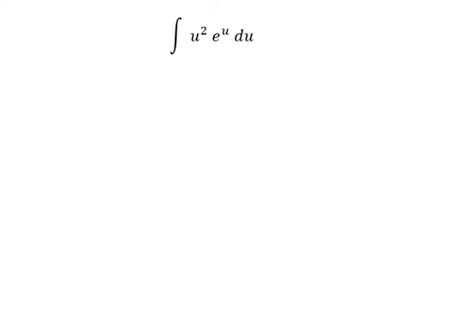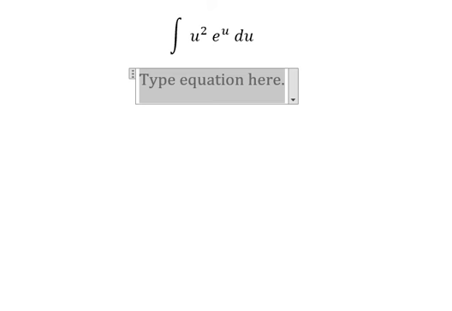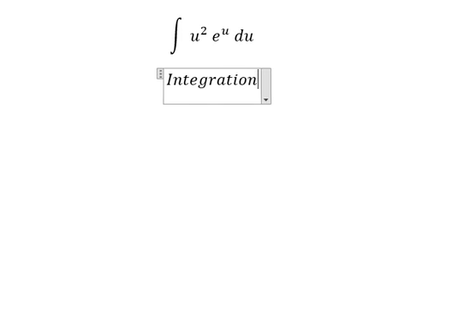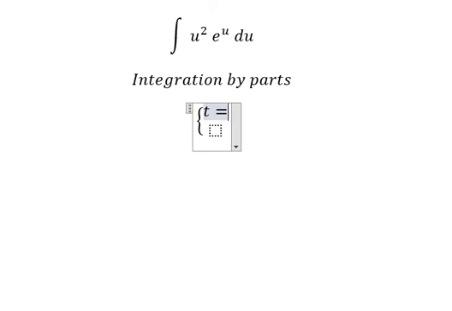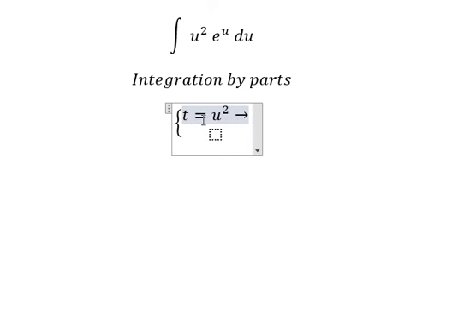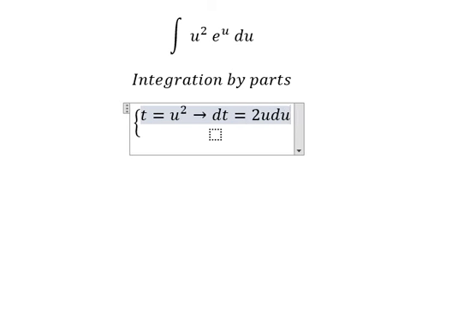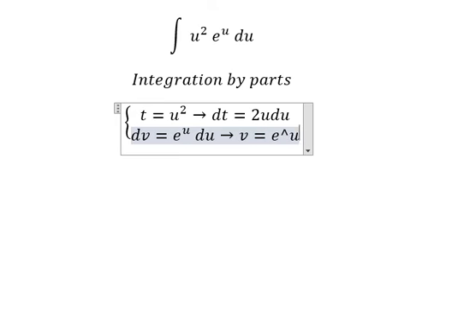Next we need to use integration by parts. So I will put t equals to u square. Later that we do first derivative for both sides, and we have 2u du. dv we have e to the power of u du. The integration of this one we have v equals to e to the power of u.